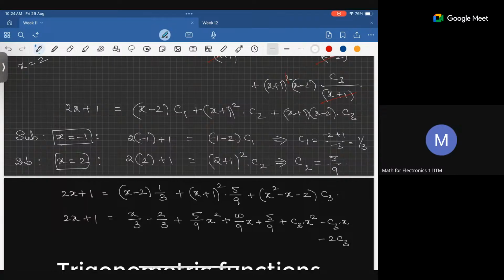So all you have to do is club x square terms together, x terms together and constant terms together, and compare the coefficients of the left side and the right side. Since the left side doesn't have any x square coefficient, the right side should not have an x square coefficient. So from there you can see that C3 should be minus 5 by 9. Just substitute minus 5 by 9 and see whether both the equations are getting satisfied or not.